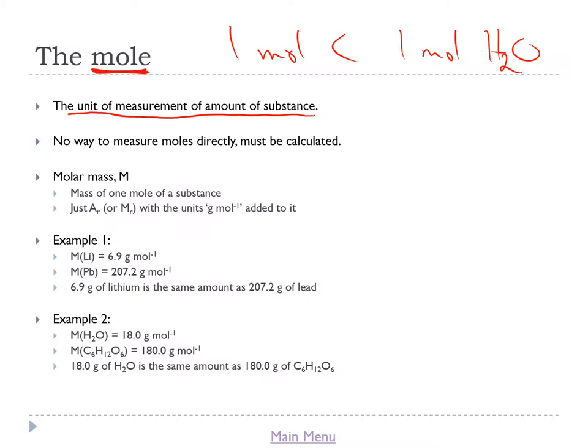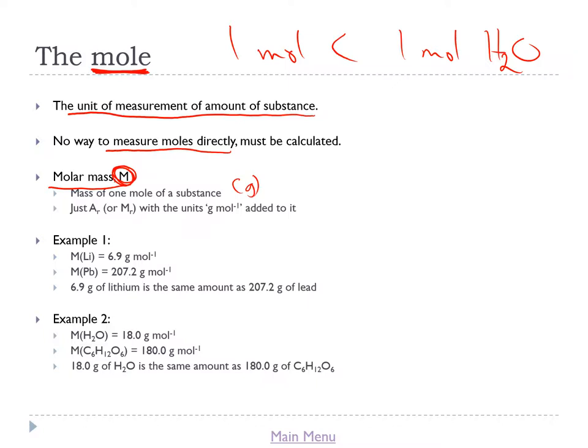Now, there is no way to measure moles directly. It's not like length, which we can measure with a ruler, or mass, which we can measure with a balance. There is no mole meter. So we measure it instead indirectly using the idea of molar mass. Molar mass has this symbol here, capital M. Very, very simple. It is just the mass of 1 mole of a substance in grams.